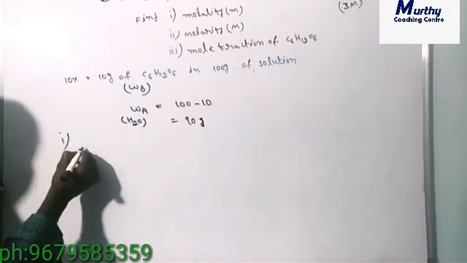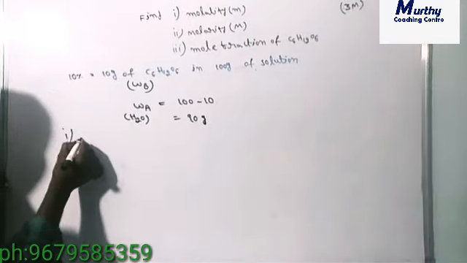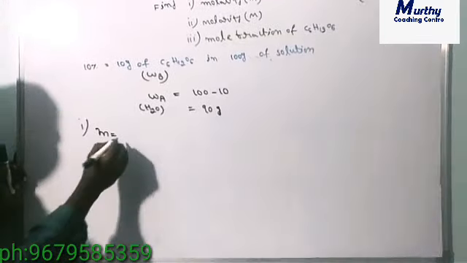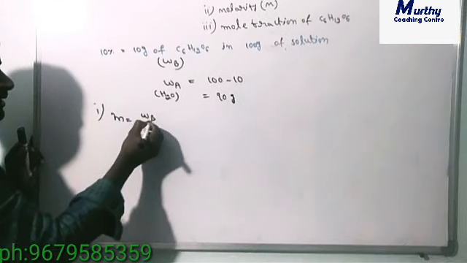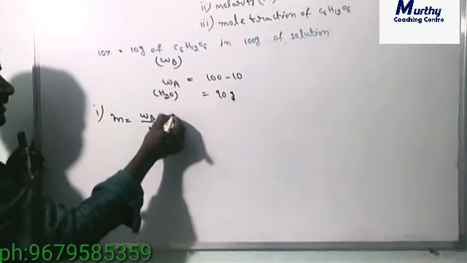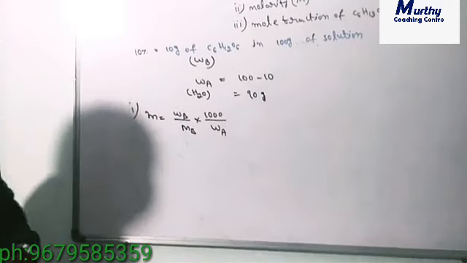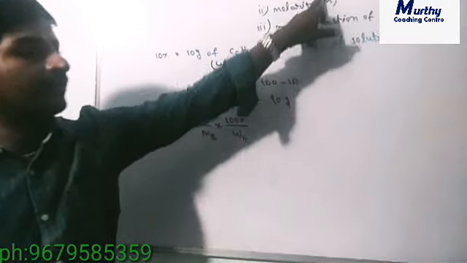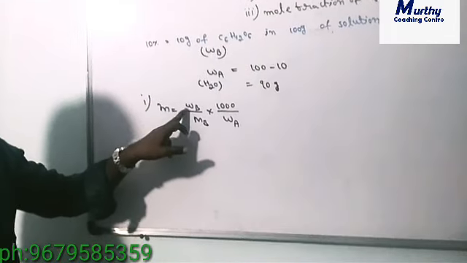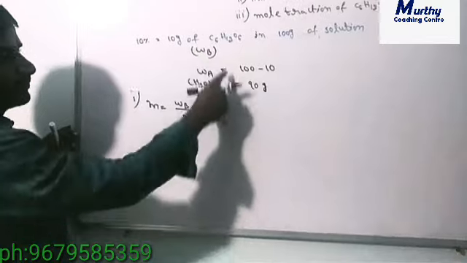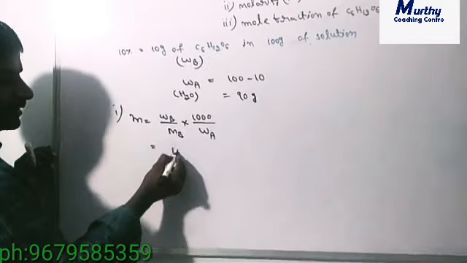So molality, small m, sorry. Molality, first question, molality, small m. The formula is WB by MB into 1000 by WA. So first, what is that question? Molality, small m, is equal to WB by MB into 1000 by WA. So WB, how much? That is 10 grams.